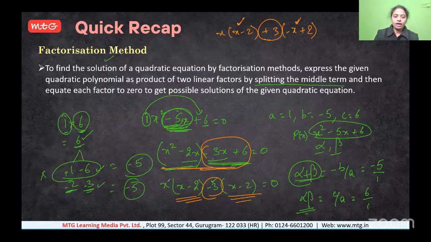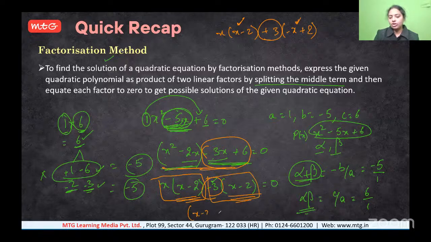Now, if you observe, I have two groups, which is x into x minus 2. The other group is -3 into x minus 2. दोनों में x minus 2 is a common factor. The other common factor is x minus 3 equals to 0.